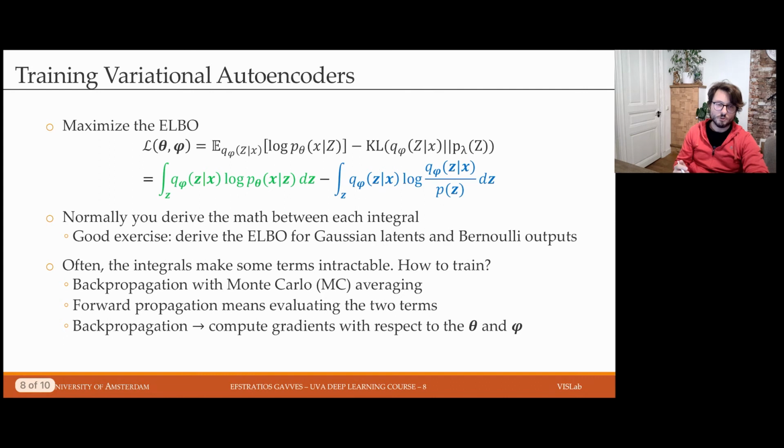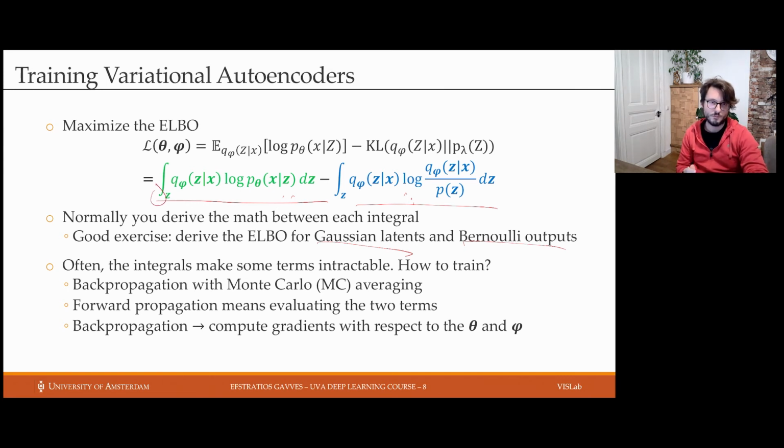Now, to train variational autoencoders, we have to maximize our evidence lower bound, and our evidence lower bound comprises two integrals. The first integral is the reconstruction term. The second integral is the KL divergence term. Normally, you have to derive the maths behind the two integrals, and it's a good exercise to try to derive the ELBO for Gaussian latents and Bernoulli outputs. Often the integrals are still intractable.